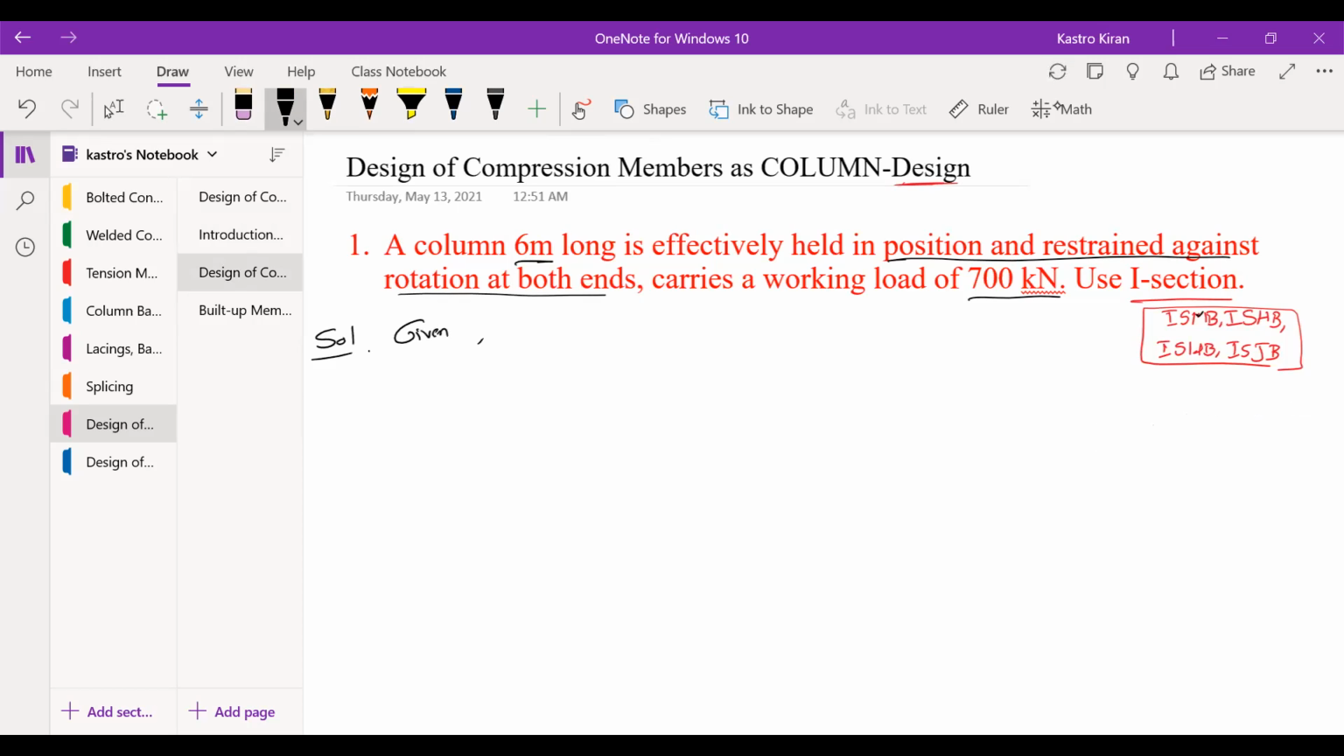L equals 6 meters, that is the length of the column is 6 meters, and the end conditions are also specified. So the end conditions are also given. Okay, so what is the end condition that is given? It is given as effectively held in position and restrained against rotation at both ends.